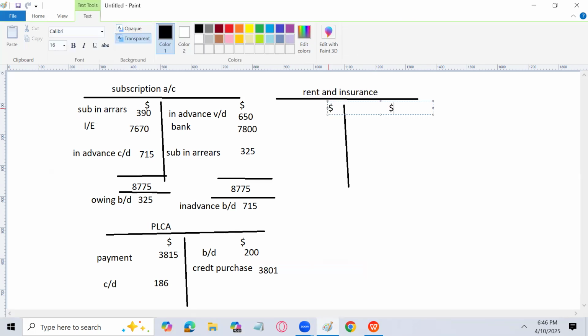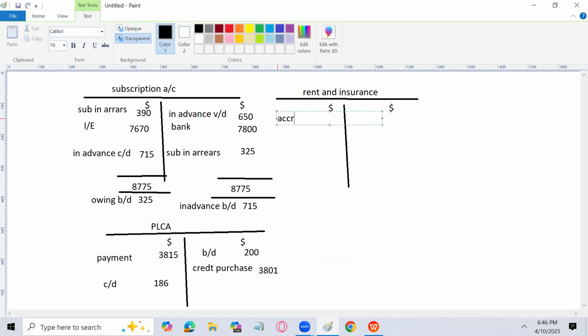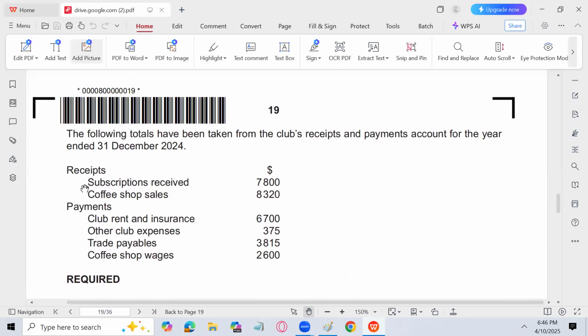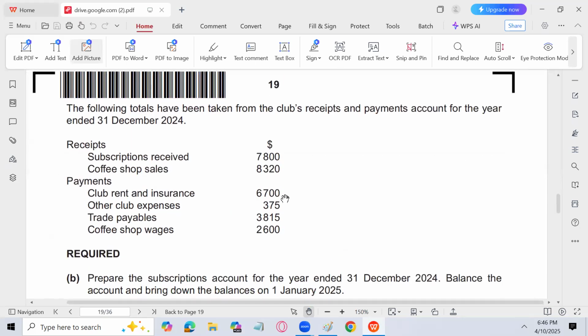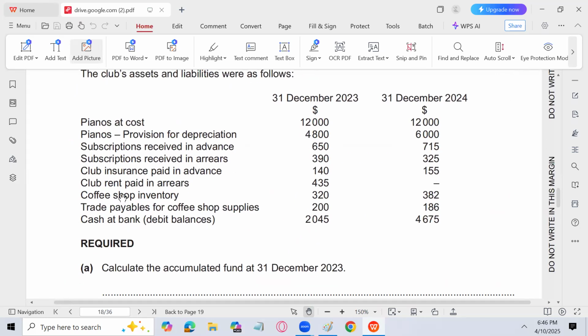Now I want to solve this paper first. So here comes the accrued brought down. Here I will write accrued carried down. Let's see what is given in the question for club rent and rates. Rent and rates payment is 6700. Let's see, prepaid is given. Yes. Club rent paid in advance is given. That is prepaid brought down.